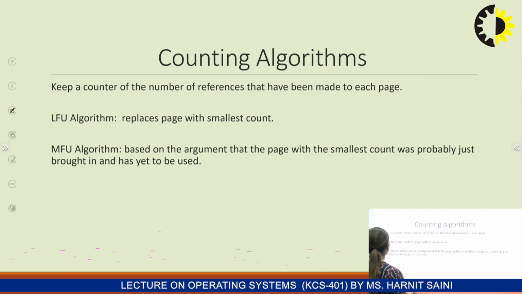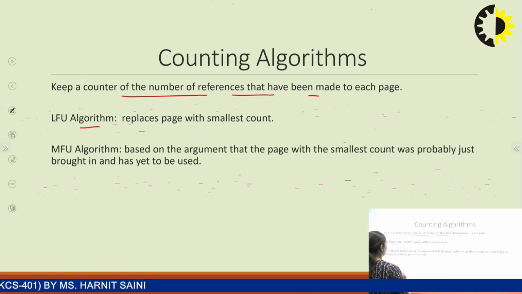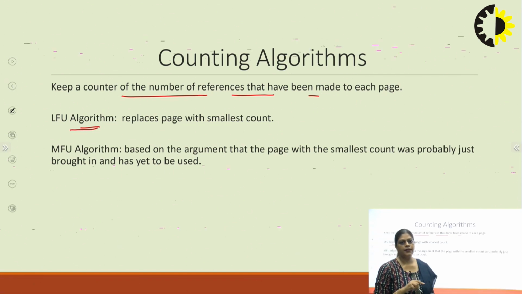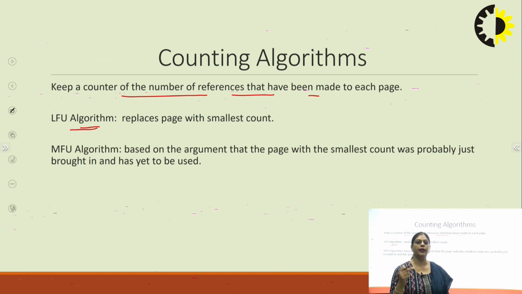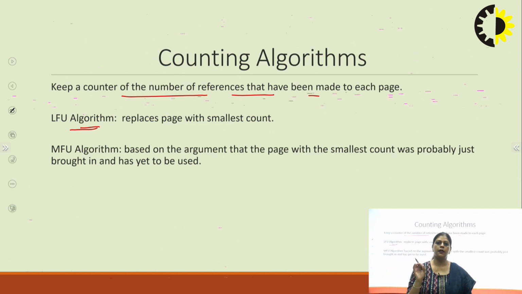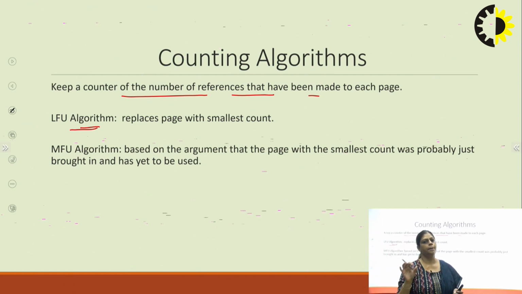Counting algorithms. Keep a counter of the number of references that have been made to each page, right? First is least frequently used. In the previous one, we did least recently used, right? Here the algorithm is least frequently used. Here we will associate a count. Each time the page is referred, we increase its count, right? Then the least frequently used page, meaning the page with the minimum count, will be replaced. That means that page is not required frequently, so we can replace that page.